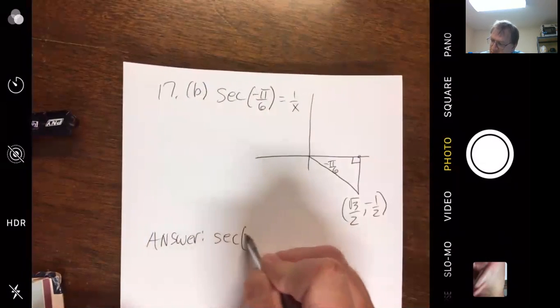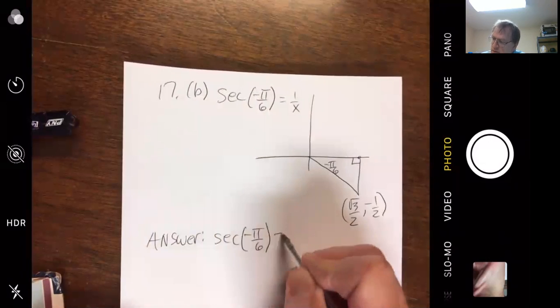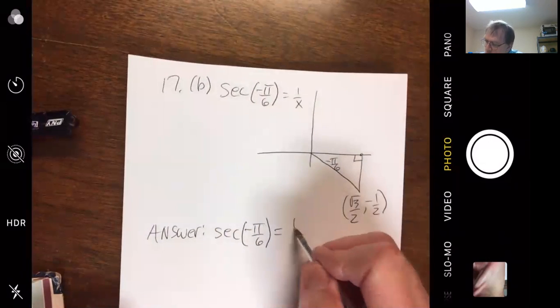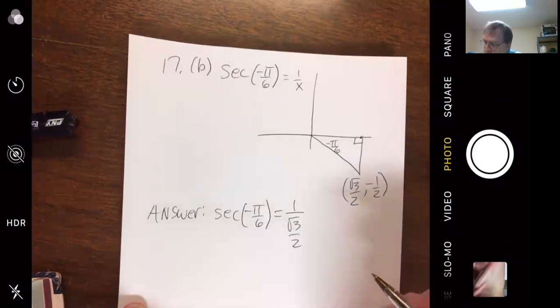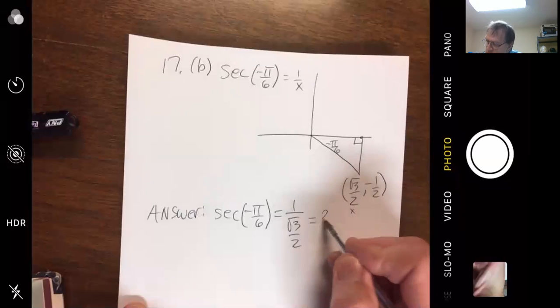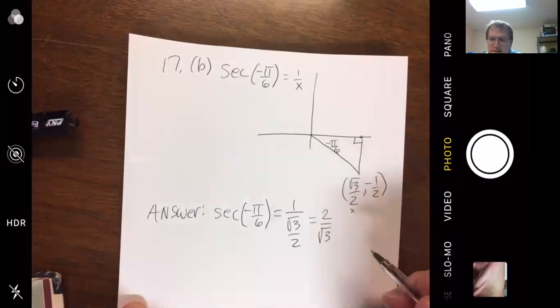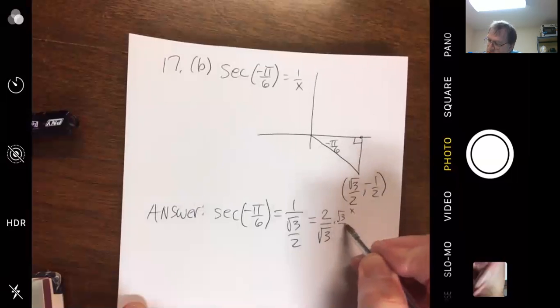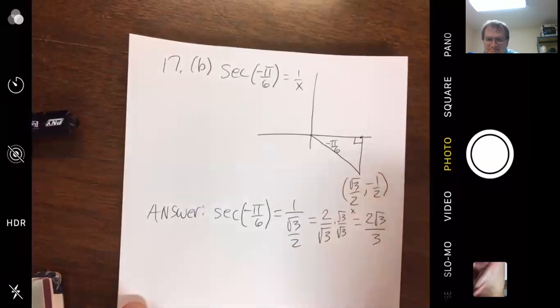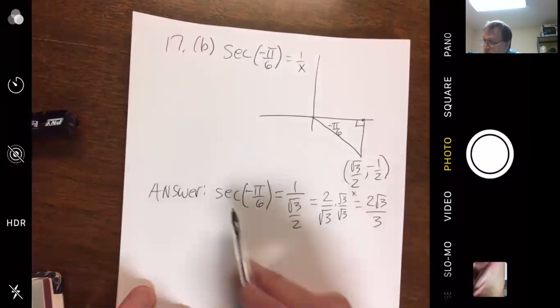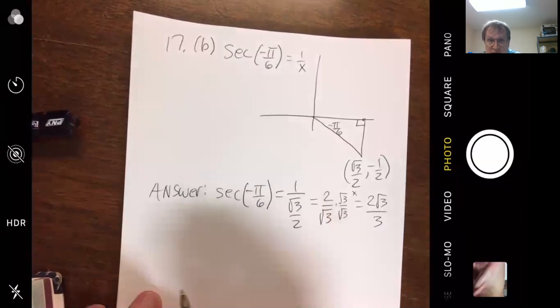So the answer: secant of negative pi over 6 is equal to 1 over root 3 over 2, this being the x coordinate, which would flip around to 2 over root 3. Rationalize, and you'd be at 2 root 3 divided by 3. Again, I could get decimals for this, decimals for that. They'll be the same thing.